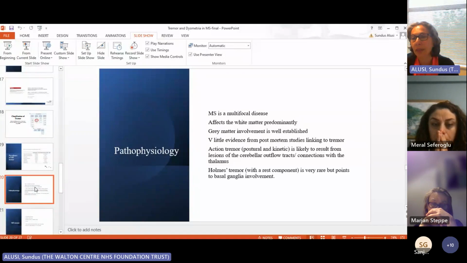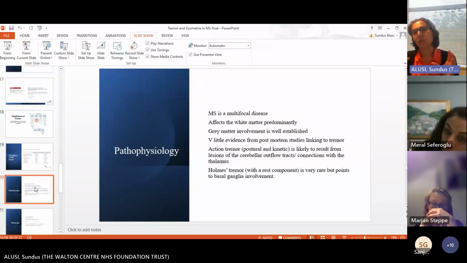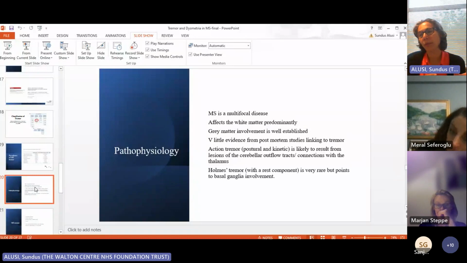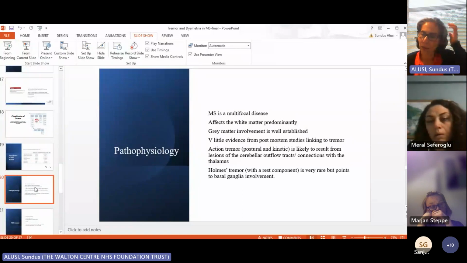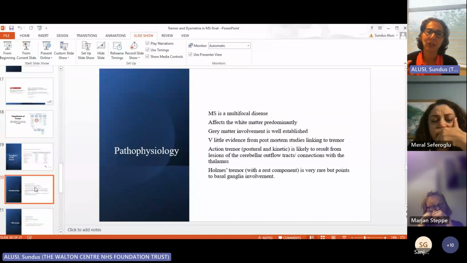The reason we don't understand the pathophysiology so much as we understand other things is that there were no large studies linking the tremor in a population with what they found on postmortem. But that's hard to do, because if they died of multiple sclerosis, you're not going to just have tremor, are you? You're going to have weakness, spasticity, optic neuritis, the lot. So it's very hard to dissect a single lesion with tremor.